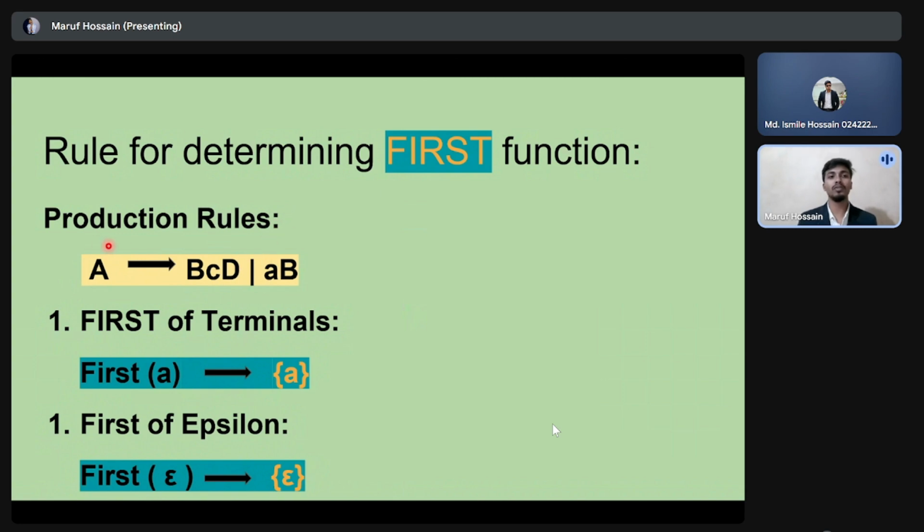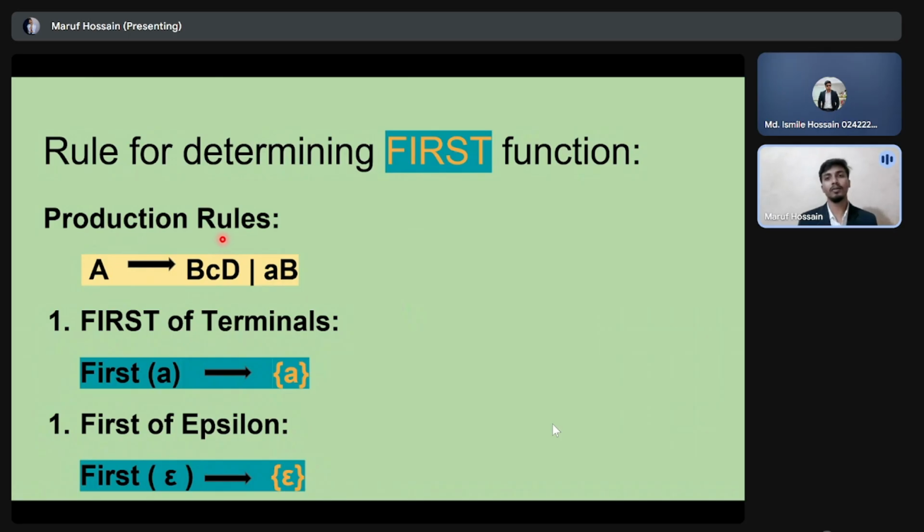Normally a production rule contains three things. One is the left hand side, then an arrow symbol, then the right hand side. The left hand side contains non-terminals, which are denoted using capital letters, and the right hand side contains both non-terminals and terminals, and terminals are denoted using small letters and symbols.